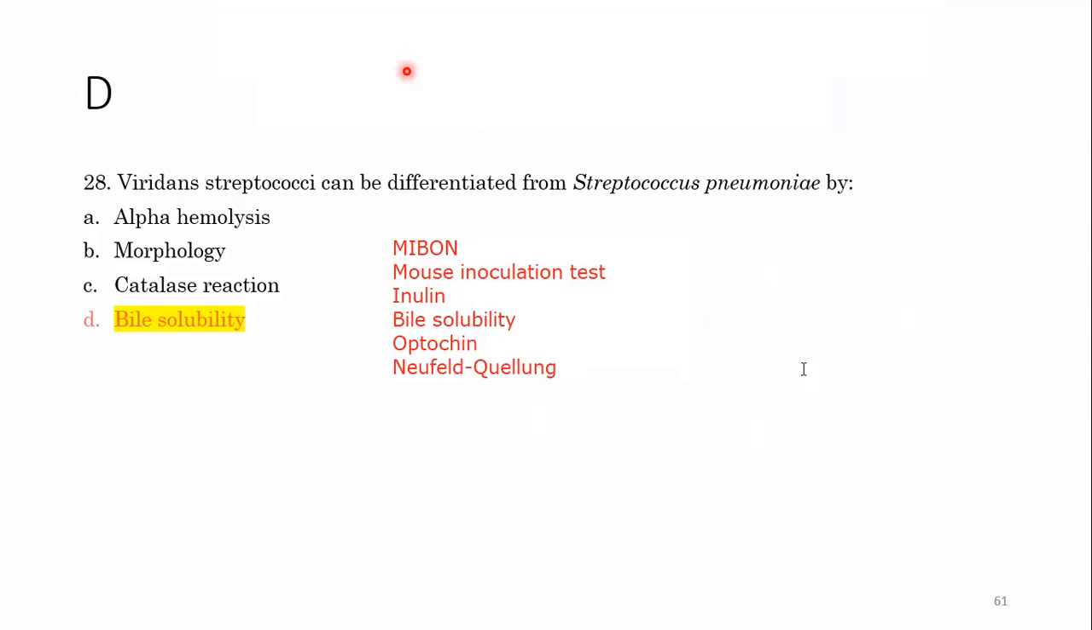Among the five tests that I mentioned, the optochin disc test is the best to identify Streptococcus pneumoniae. Number 28, letter D.